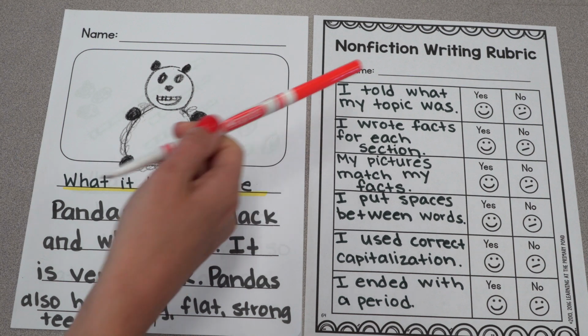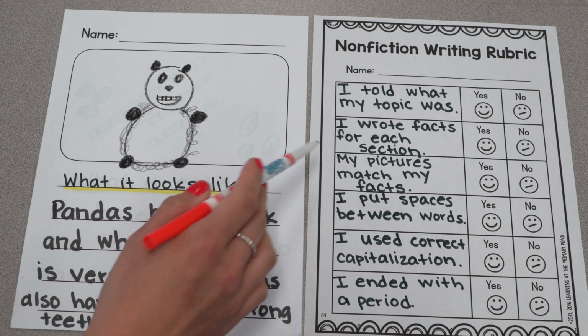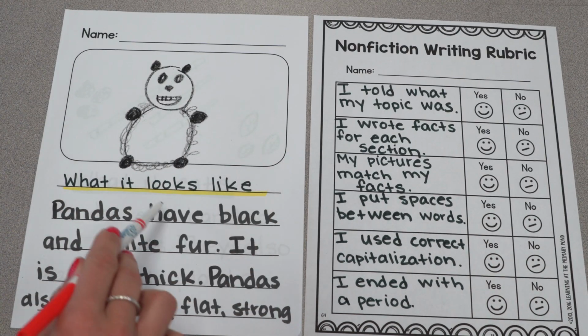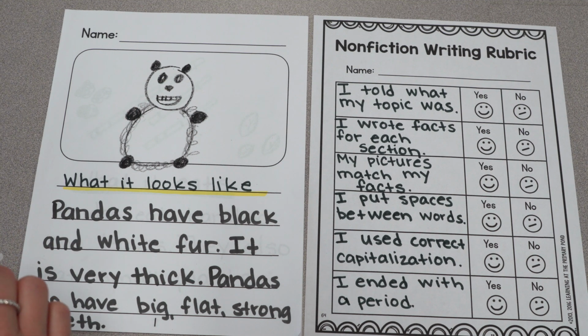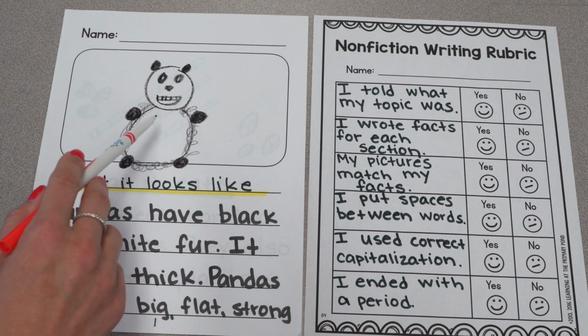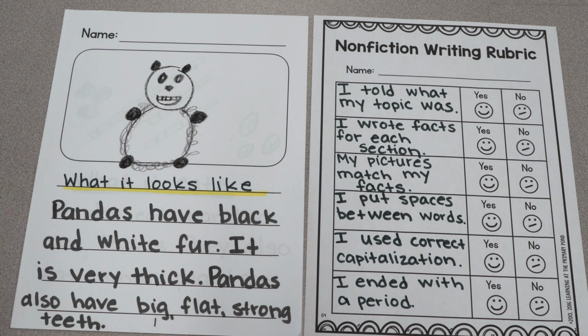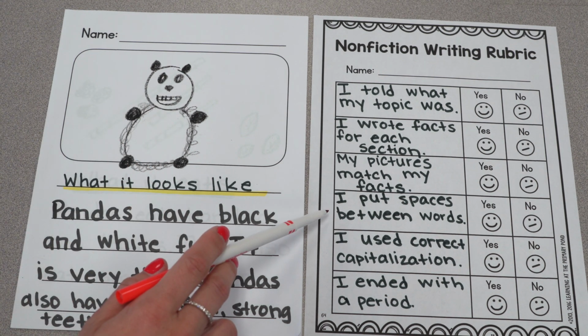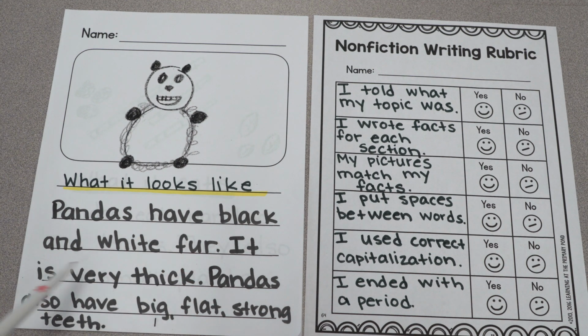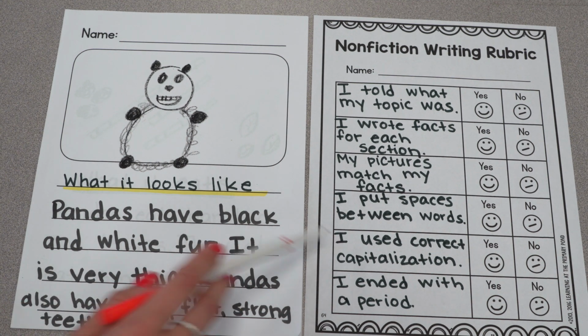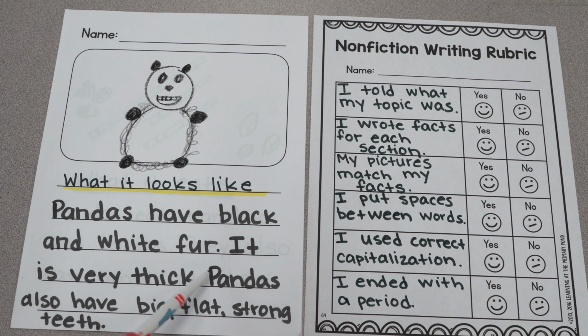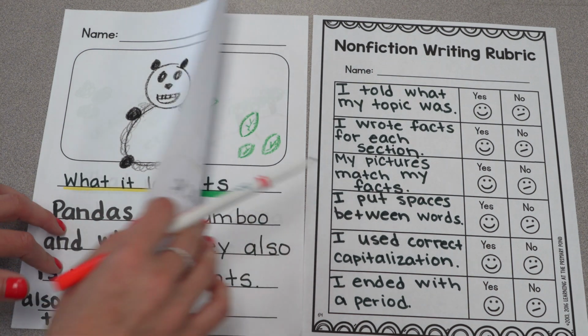Did I tell what my topic was? Yes, pandas. Did I write facts for this section that have to do with what it looks like? Yes. Do my pictures match my facts? Yes, black and white fur. I tried to show his teeth. Do I have spaces between my words? Yes. Did I use correct capitalization? Yes. And did I end my sentences with a period? Yes, I did. So for this page, I did all of those things. Now let's look at my next page.